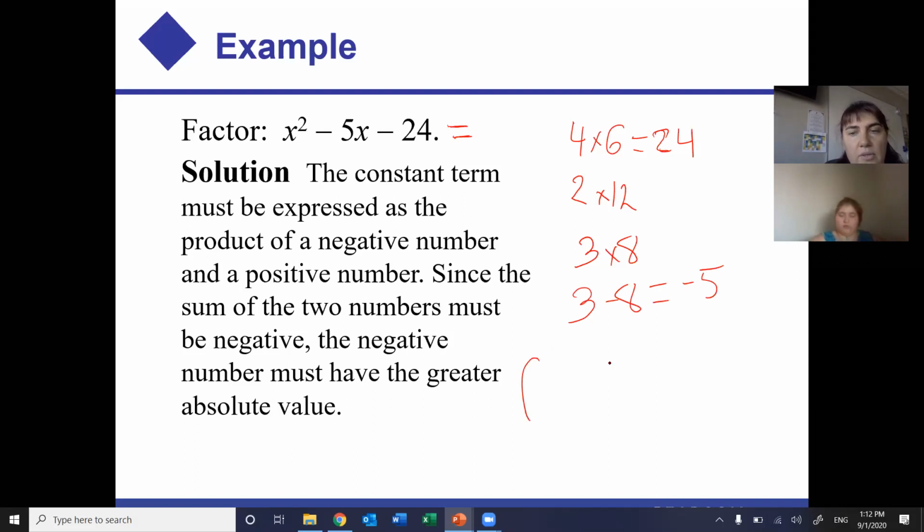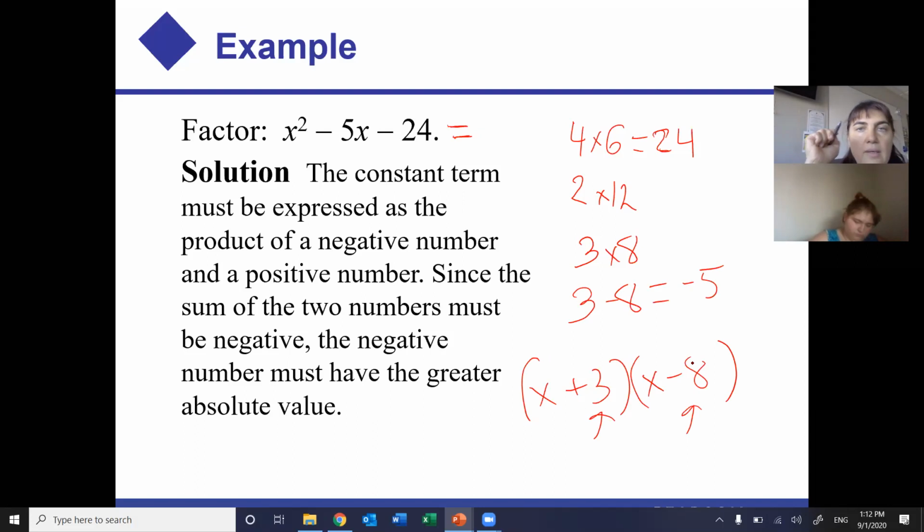So the factoring is going to be x, so we have positive 3 and negative 8. So again, in this case it doesn't matter where you put the 3 and the 8, as long as they have the correct sign. Okay. In the next chapter it would matter though.